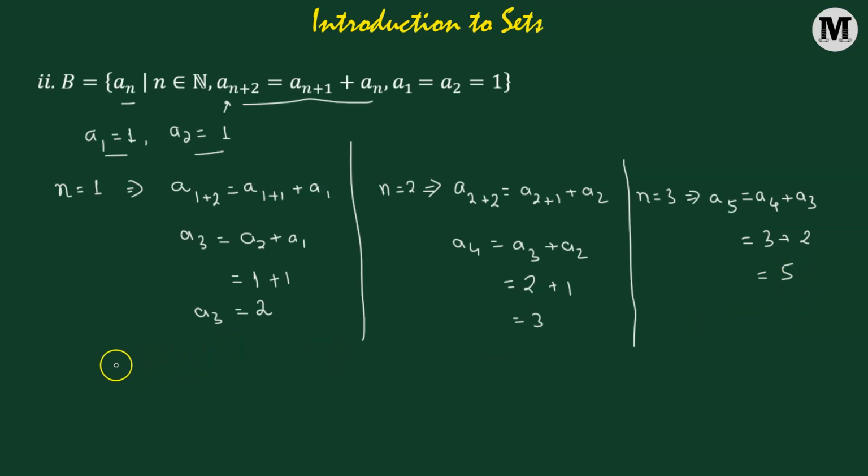So that means we have the set B, which contains the elements a_n. If we replace n with 1, we get a_1, and that value is equal to 1. When we take n equals 2, then a_2 is 1, but we have already used 1, so we don't have to write it again. So we go to n equals 3. So a_3 corresponds to the value 2. Then we have a_4, which is 3. Then we have a_5, which is 5, and this keeps on going. So this is the set B expressed in the tabular form.